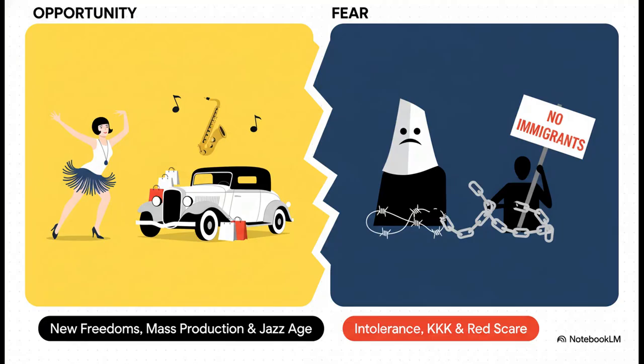This slide just nails that core theme we were talking about. On one side, you have all this opportunity. Brand new cars rolling off the production line. New freedoms for women known as flappers, the amazing sound of the jazz age. But living right alongside it, you have this deep-seated fear. The rise of the Ku Klux Klan, a real paranoia about immigrants, and just widespread intolerance. It's two Americas existing in the exact same place at the exact same time.